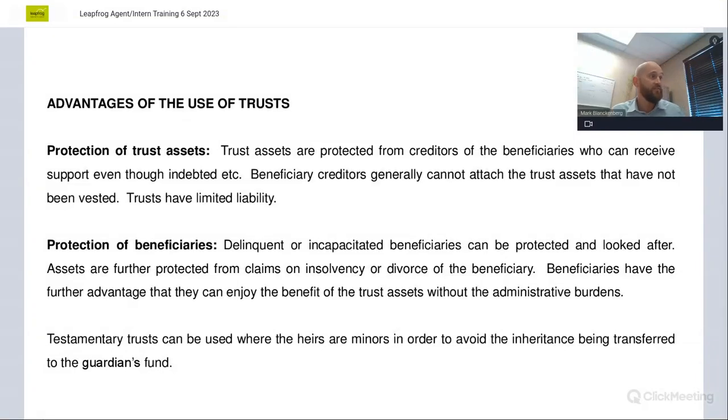But yeah, just on the advantages of trusts, there's protection of trust assets, of course, because you don't have direct ownership, and protection of beneficiaries. For instance, when I started working at Schindlers, there was an estate that we administered as trustees, and what had happened was the father of this woman had passed away. She was in her 40s, but she was very mentally unwell, and she had an addiction problem.